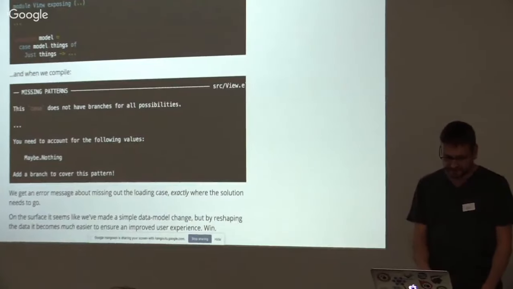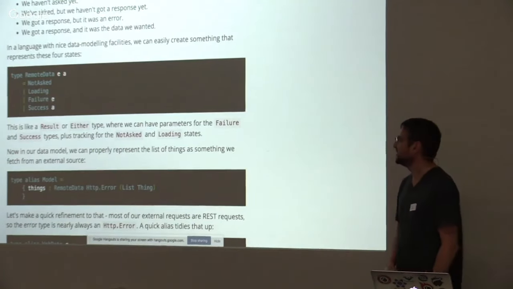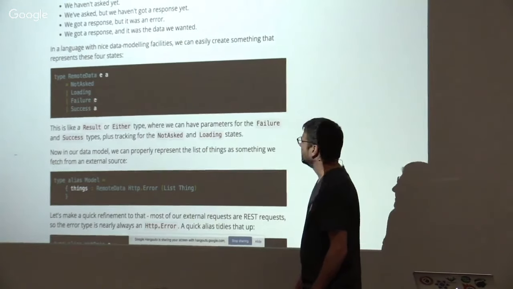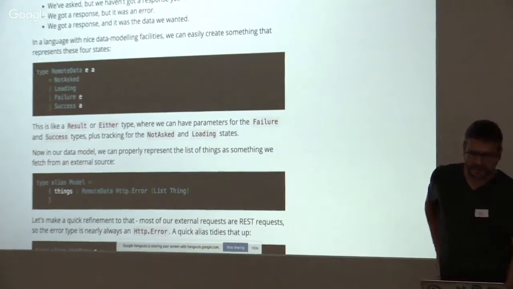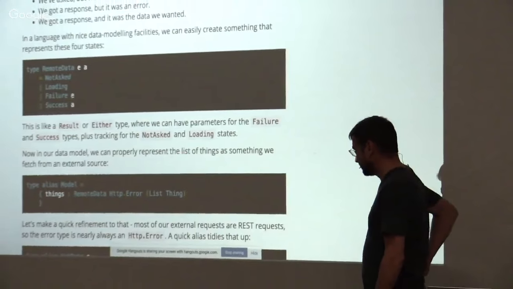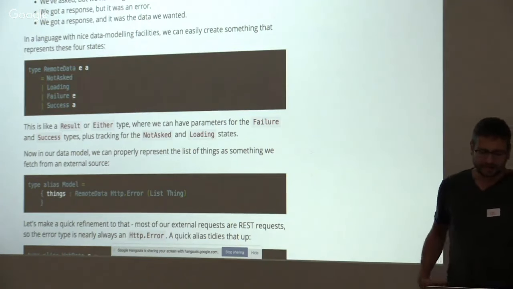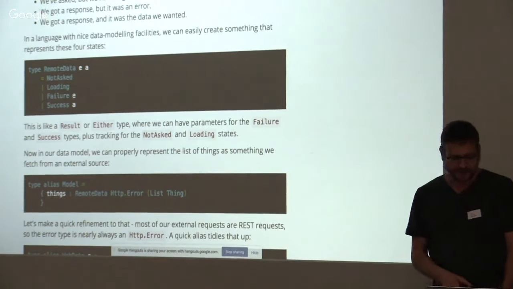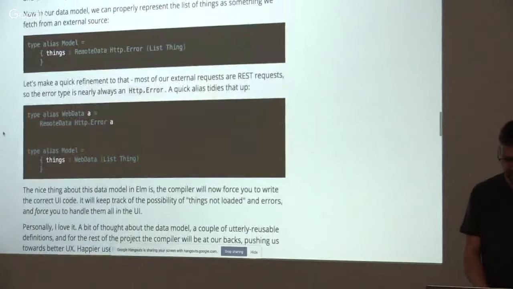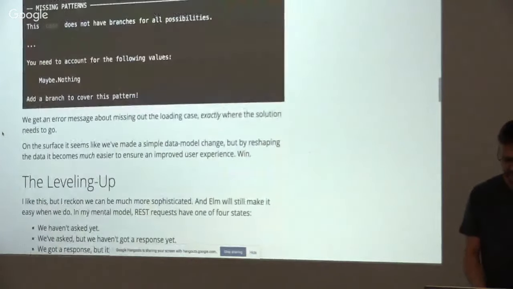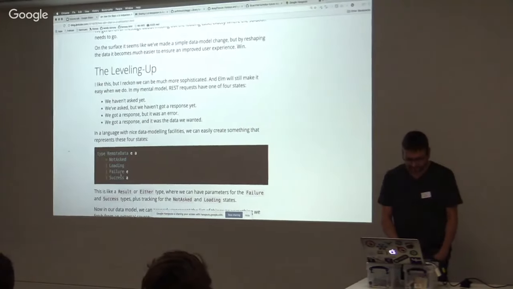Which is a step in the right direction, but we can do better than that because we can have proper disjoint unions or tagged sums. So this type, remote data of error and A, can be one of four things. It can be not asked, it can be loading, it can be failure of error or success of A. And it must be one of those things at all times, and it can only be one of those things at any time. And that allows the compiler to tell you when you're not handling one of those. So just as in that case where we haven't handled maybe nothing, you can get an error when you haven't handled one of those things.